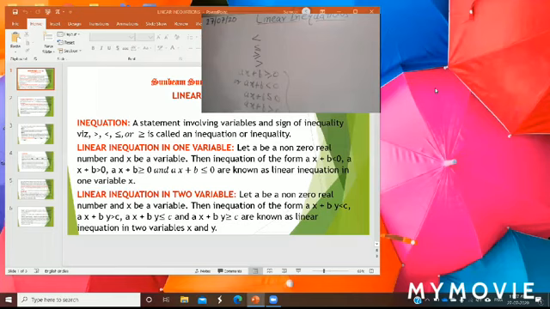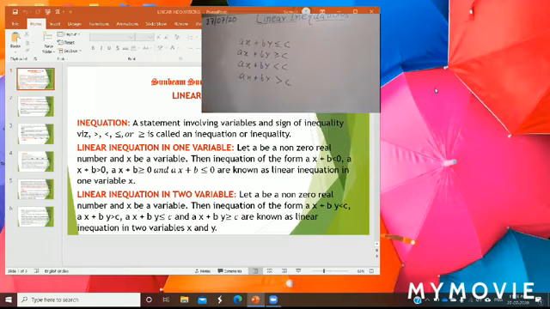In the same way, the linear inequation in two variables. In that case, you have to write two variables x and y. Their standard form can be written as ax plus by less than or equal to c, where c is some constant, or ax plus by greater than or equal to c, or ax plus by less than c, or ax plus by greater than c. All these types of inequations are known as linear inequations in two variables.